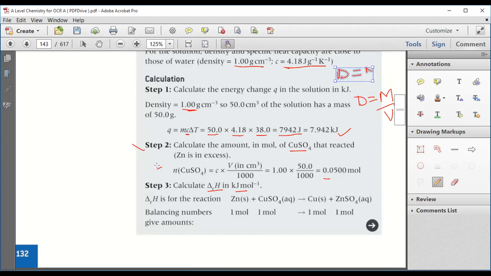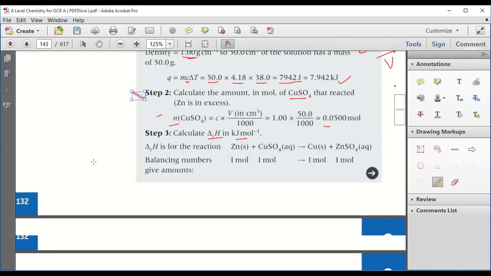And this is the formula: n is equal to CV upon 1000. So C and V are given, and you need to calculate n. Number of moles is equal to concentration into volume. This is the formula you need to remember. This is an important formula that we have not discussed earlier, but you need to remember it.